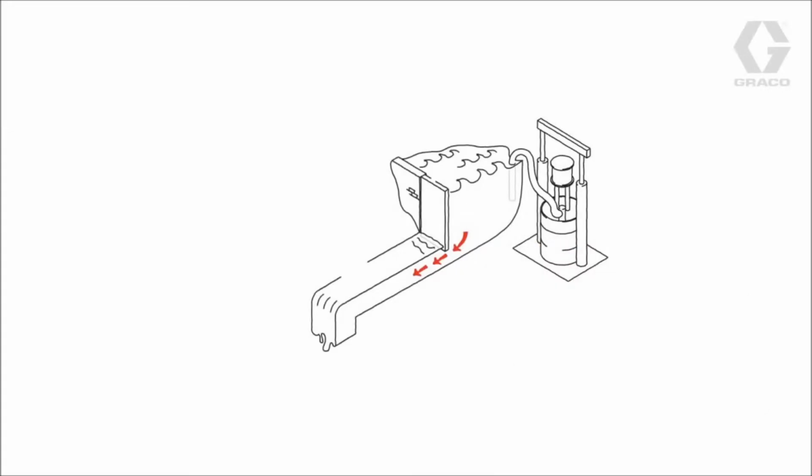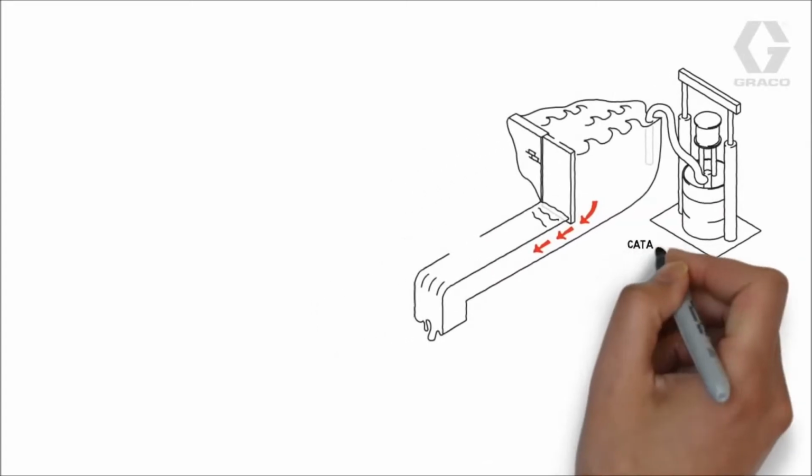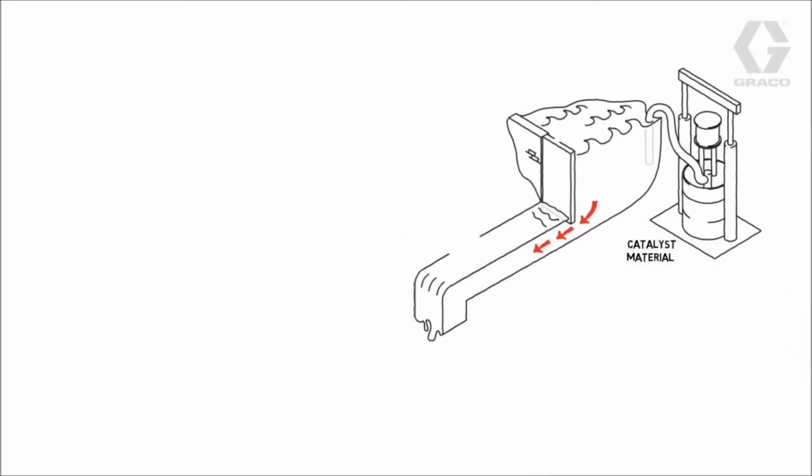This helps ensure a very accurate ratio control. That's why we can set it and forget it. This is true for both the base and catalyst feed.